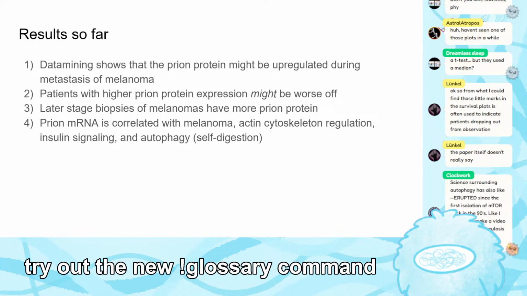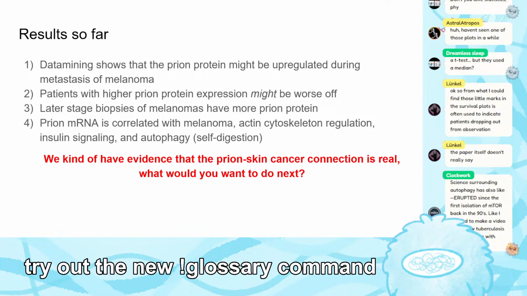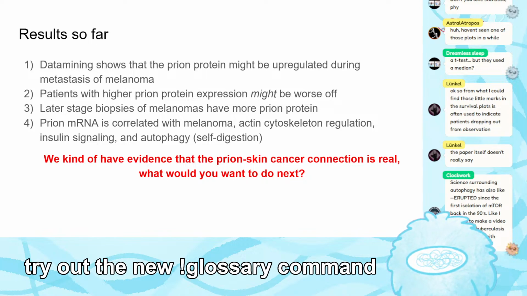Okay, so we have kind of evidence that the prion skin cancer connection is real. What do you want to do next? So I will take a moment to hydrate and ask once again for experiments that you all want to run. You can repeat some of the old ones that you had mentioned in chat already, given the new context of how this paper is staged.